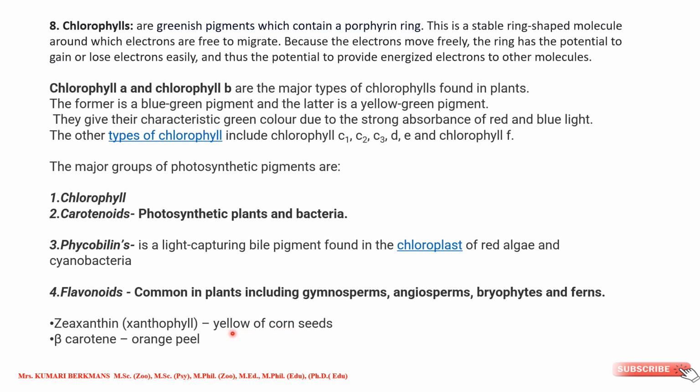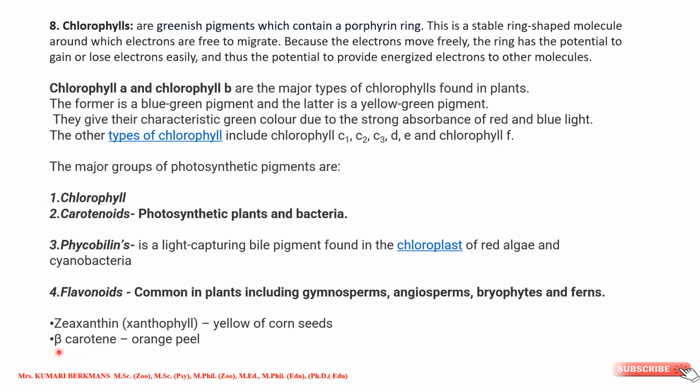See, corn seeds, we are seeing the color of the corn seeds are yellow, right? That is because of the presence of the pigment which is called xanthophyll, zeaxanthin. Where it is present, it is yellow in color. So the corn seeds are yellow because of the presence of the xanthophyll.